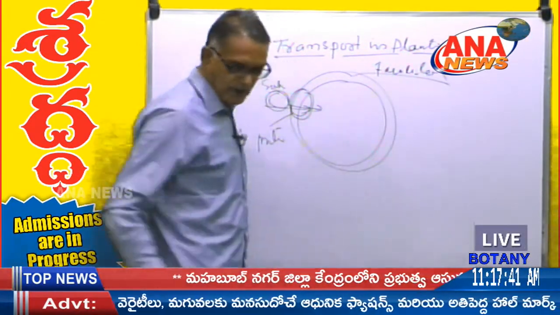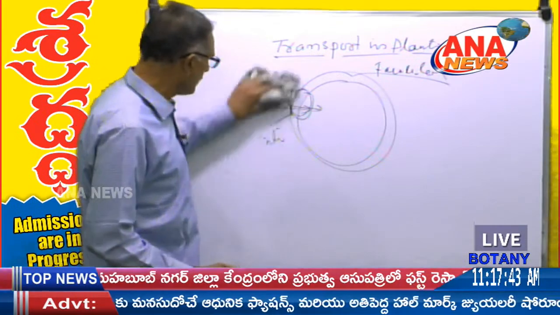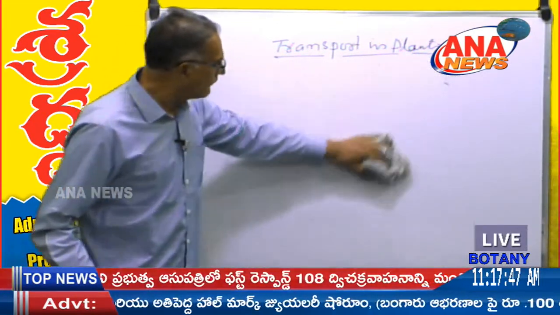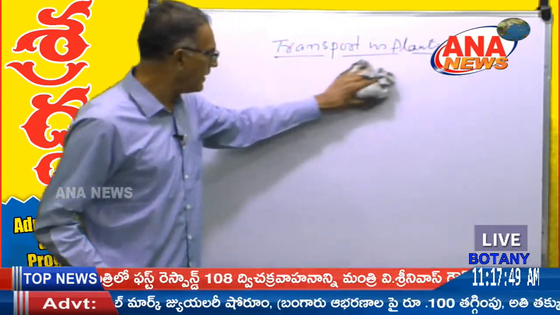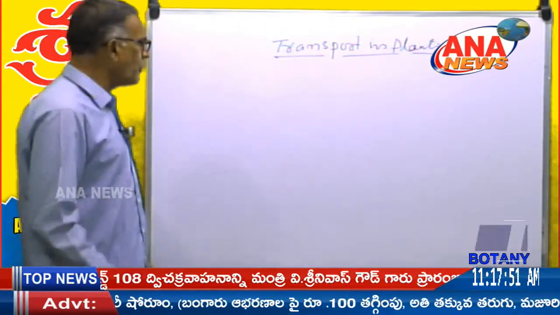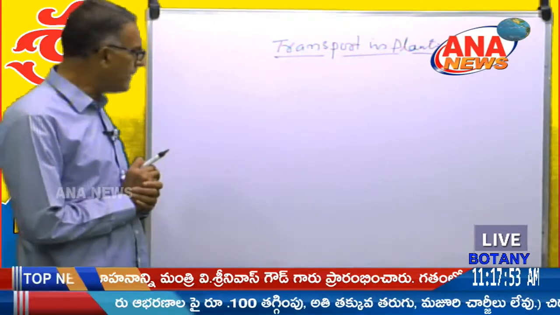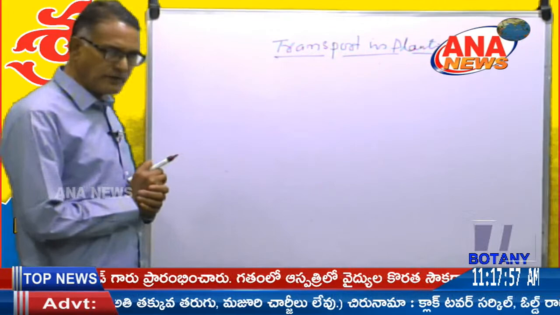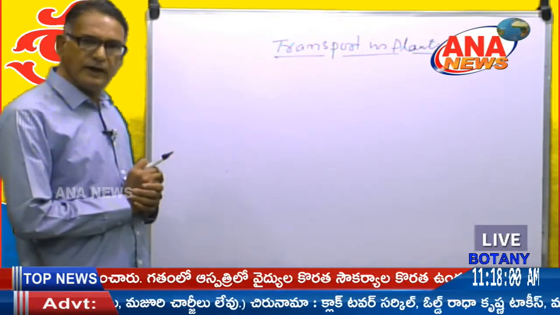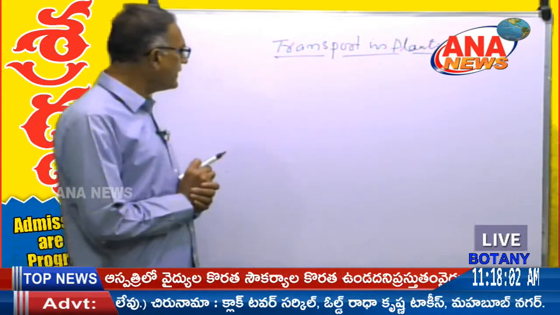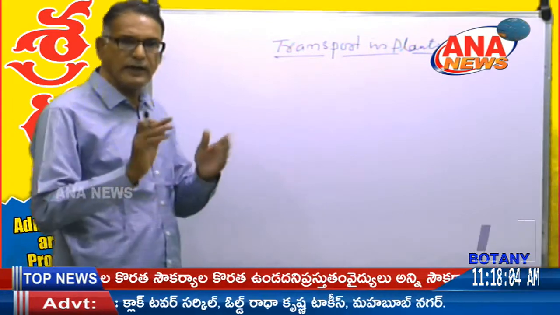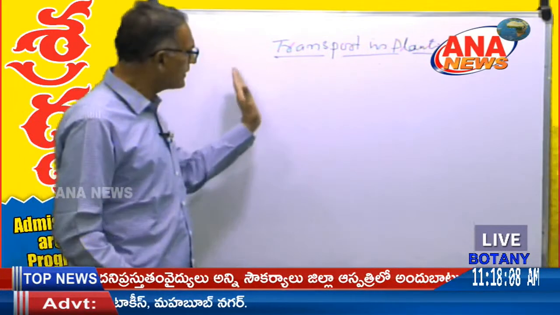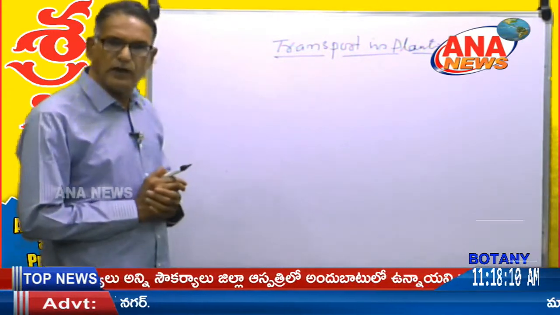Facilitated diffusion. So the movement of hydrophilic substances across the membrane by special proteins is called facilitated diffusion. The special proteins in the membrane help in the diffusion of such substances. Facilitated diffusion does not need any energy. Without consuming any energy, facilitated diffusion takes place by special proteins.